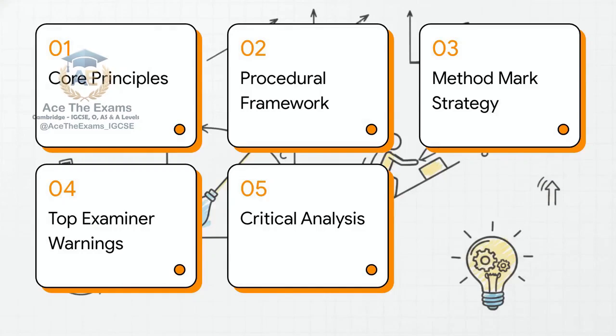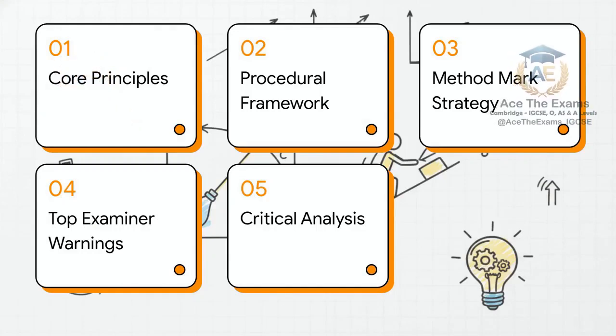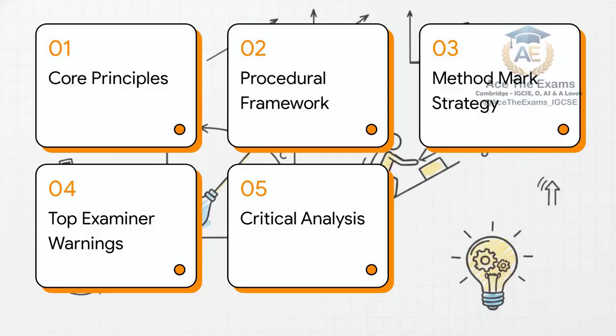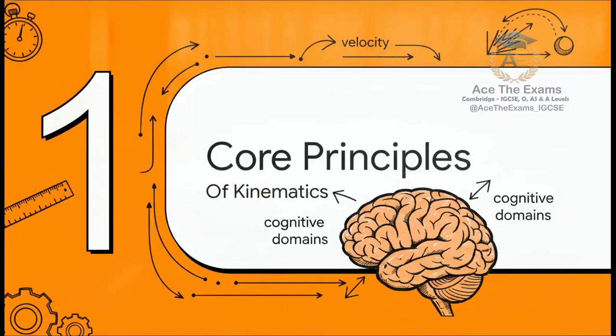To fix this, we are going to systematically break down the examiner playbook into 5 parts. 1. Core principles of kinematics. 2. The procedural framework. 3. The method mark strategy. 4. Top examiner warnings. And finally, 5. Critical analysis and evaluation. Okay, Section 1, Core Principles of Kinematics.